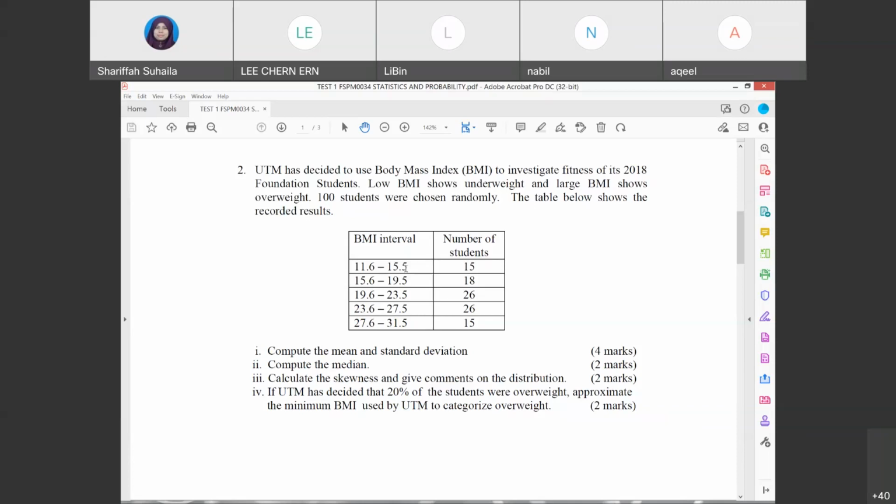Okay, and then number 4, UTM has decided that 20% of the students were overweight. Okay, approximate the minimum BMI used by UTM to categorize overweight ni. Okay, kalau yang ni, apa ini persentil? Okay, 20% of the students were overweight. Approximately, what is the value lah? What is the minimum BMI used by UTM to categorize overweight? Okay, ini apa? Macam mana kamu nak selesaikan?